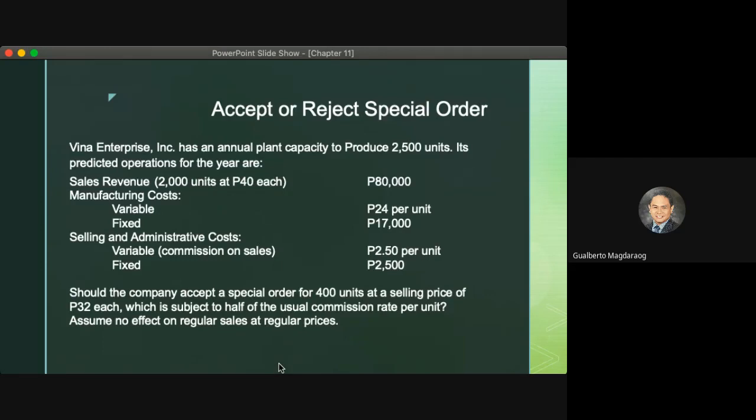Okay, so again, what's our decision? Accept na lang. Kasi mag-i-increase naman yung ating income dyan, as long as hindi maapektuhan yung ating mga regular customers.